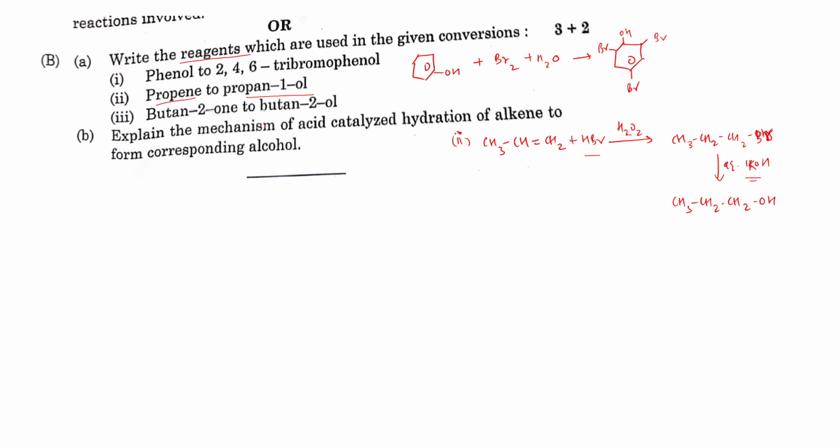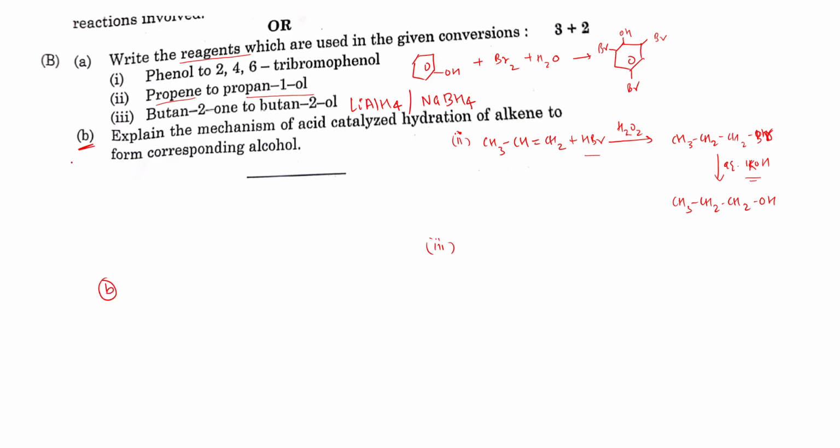Third one, butan-2-one to butan-2-ol. This is simply ketone to alcohol, so I will directly write the reagent: lithium aluminum hydride, or we can use sodium borohydride, or any other reducing agent. Simple one.